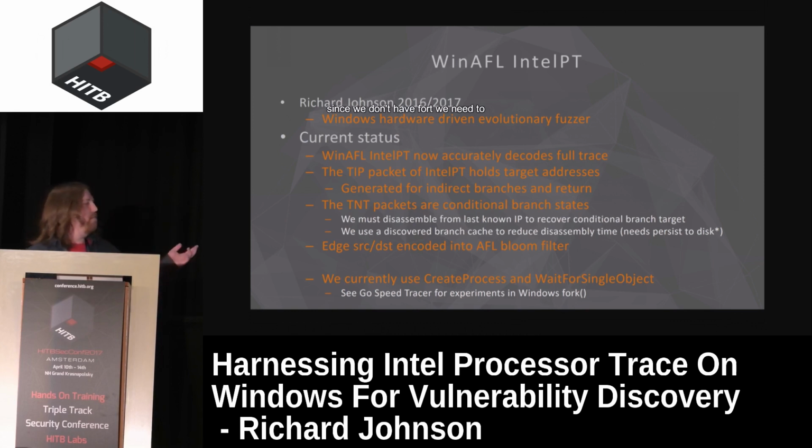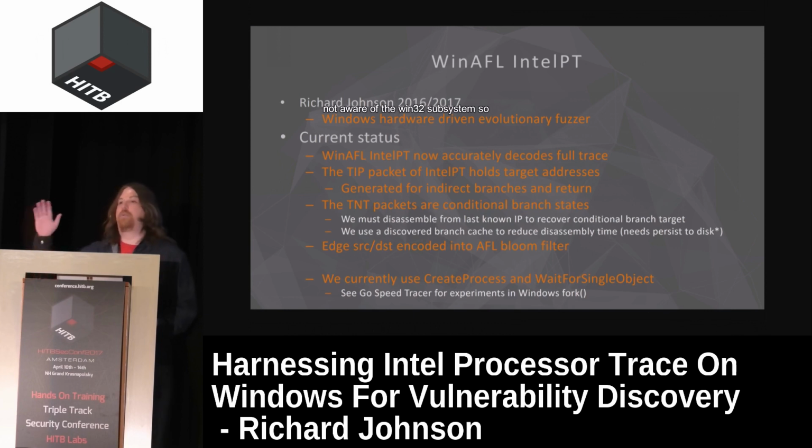And, of course, since we don't have fork, we need to use create process and wait for single object, just like you normally would. I did do some research. We did try to implement a native Windows fork using some undocumented APIs called NT or RTL clone user process, and went down that path. We got it working. The only problem is that these are NT subsystem APIs, and they're not aware of the Win32 subsystem. So basically, anything that links against user32 and CSRSS is not aware that your process exists, and so it was kind of a chicken and the egg thing.